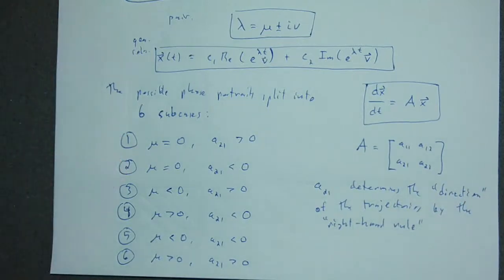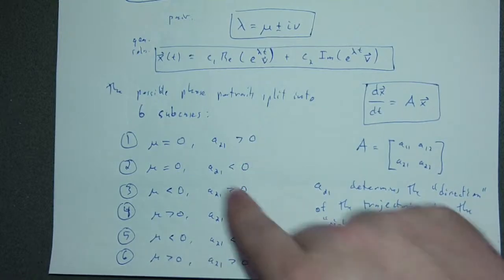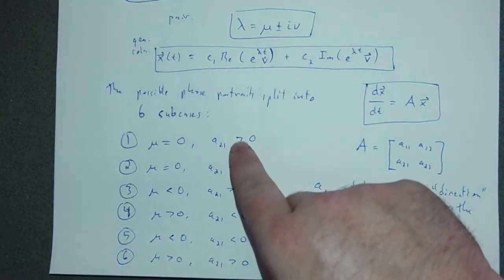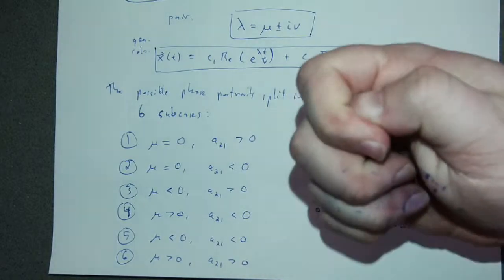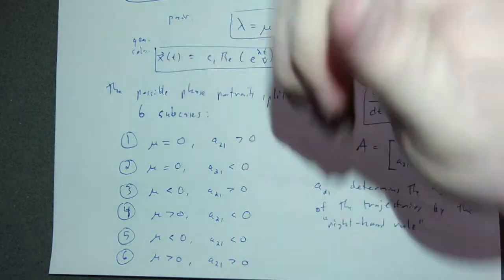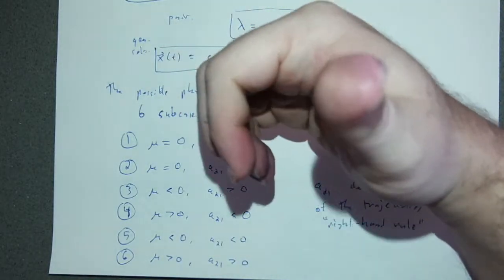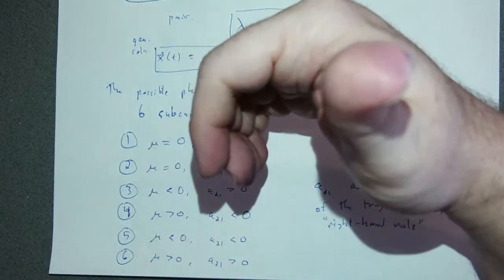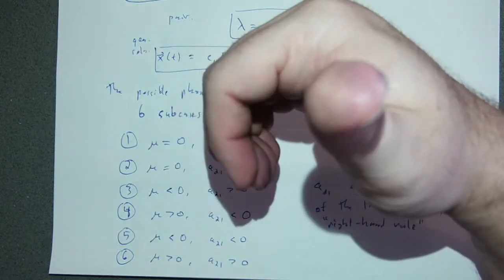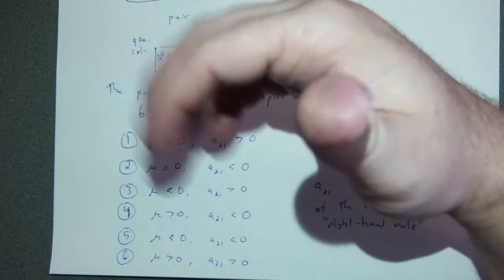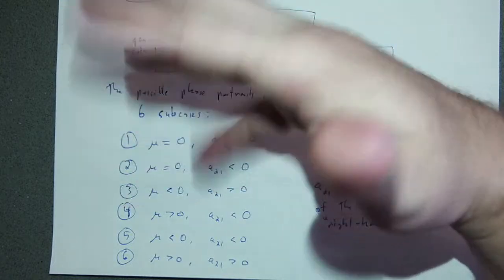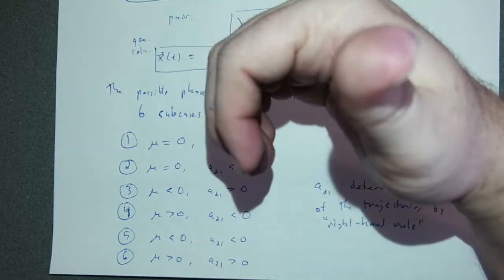So if you don't remember the right-hand rule or you forgot it, what's the right-hand rule? In the context of this, if A21 is positive, we take our thumb on our right hand and point the thumb up. When you do that, you let your fingers curl naturally, in the direction they do. You don't turn your hand or do anything funky. You just leave them curling like this.